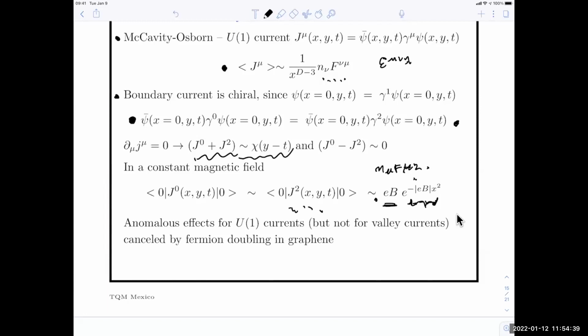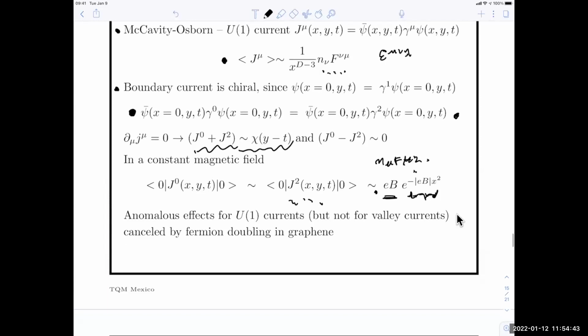And of course, that's only allowed because of the reduced symmetry of this system, which violates charge conjugation, or pardon me, parity and time reversal symmetries.